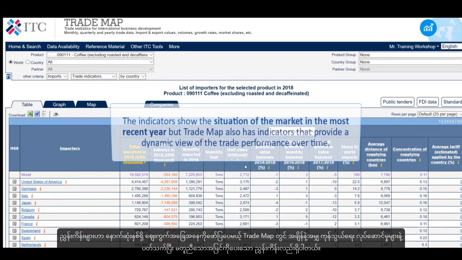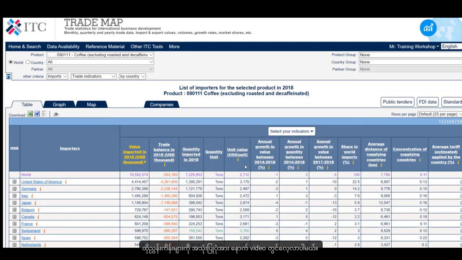The indicators show the situation of the market in the most recent year, but TradeMap also has indicators that provide a dynamic view of the trade performance over time. We will see how to use these indicators in another video.